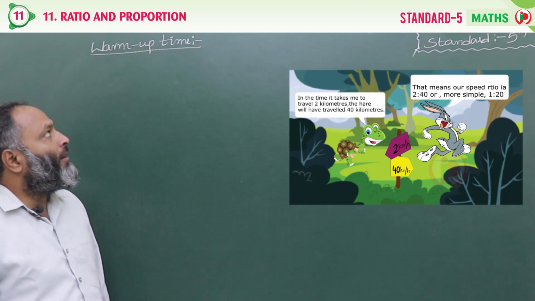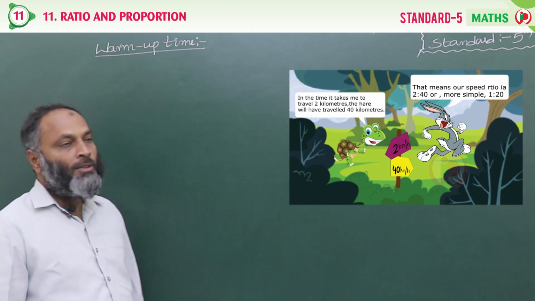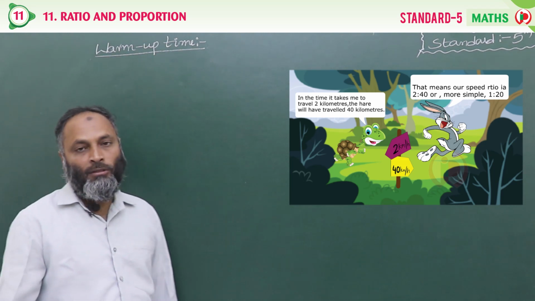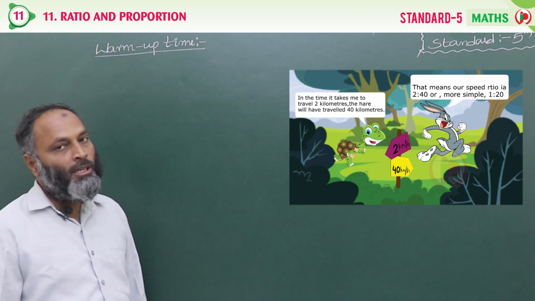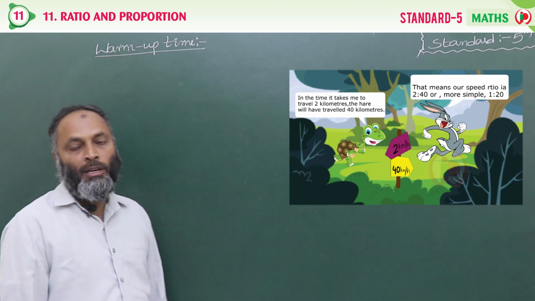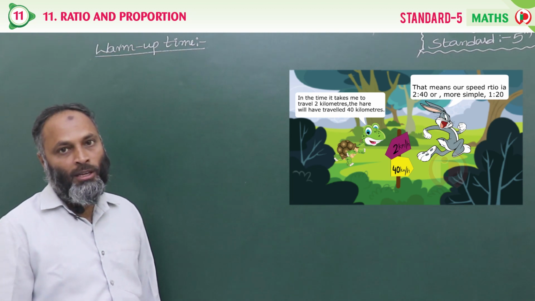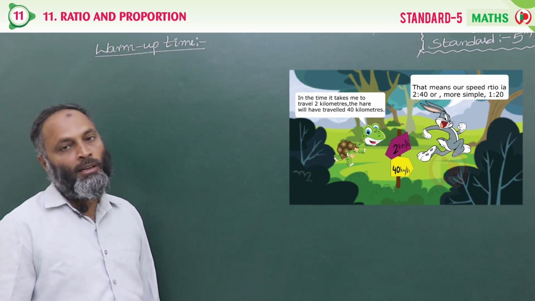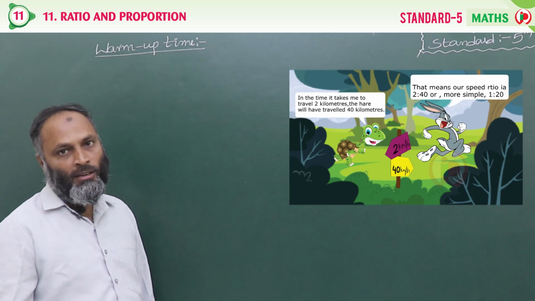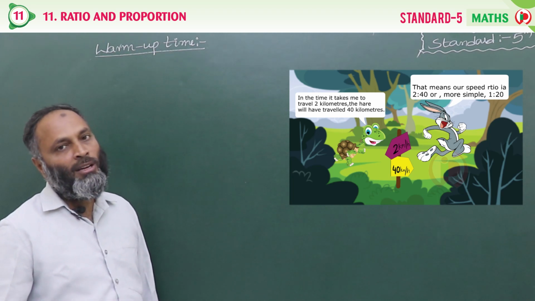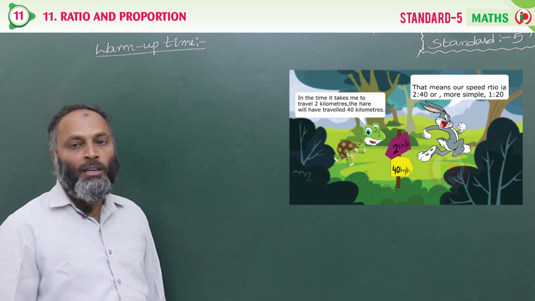So now, students, our next chapter is ratio and proportion. In ratio and proportion, we are going to discuss what is actually meant by ratio and proportion. Ratio means the comparison between two similar quantities. Either it is length, breadth, distance, weight, volume, or areas, the similar quantities we are going to compare in ratio and proportion.